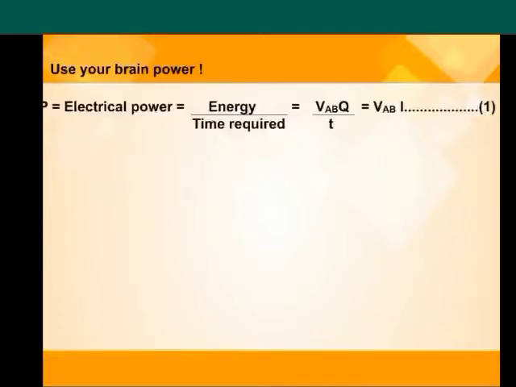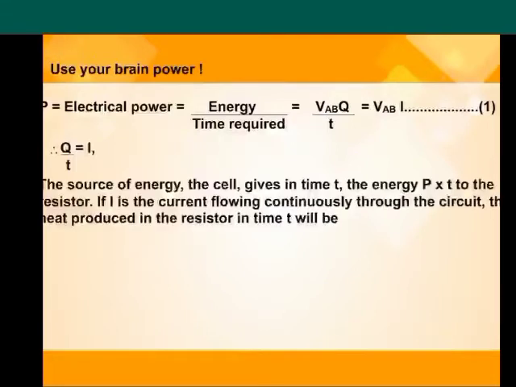P, the electrical power, is equal to energy upon time required, which is equal to VAB Q upon t, which is equal to VAB I. Therefore, Q upon t is equal to I. The source of energy, the cell, gives in the time t the energy P into t to the resistor. If I is the current flowing continuously through the circuit, the heat produced in the resistor in time t will be H = P into t = VAB into I into t.